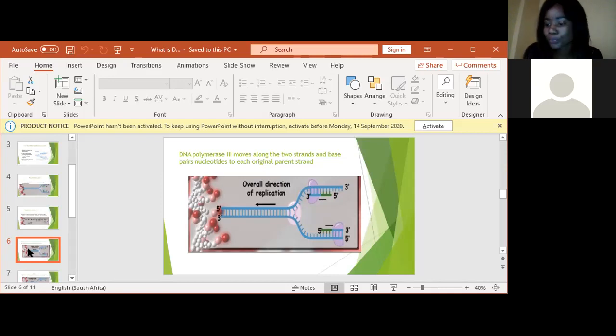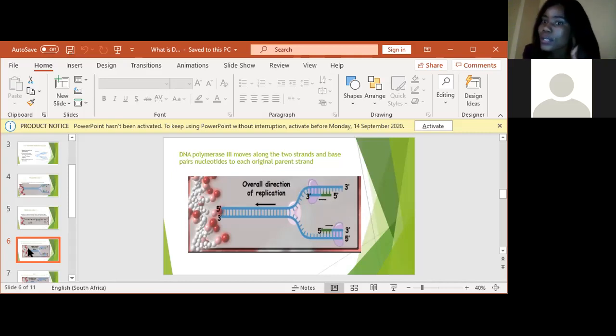So I'm going to look at a summary of DNA replication. Helicase, the enzyme that starts the process of DNA replication, unwinds the DNA double helix and separates the strands by breaking the hydrogen bonds between the bases of DNA, thus generating two single strands of DNA, which will act as templates for the synthesis of the counterpart strands.